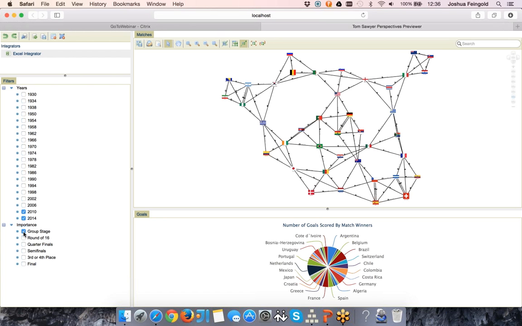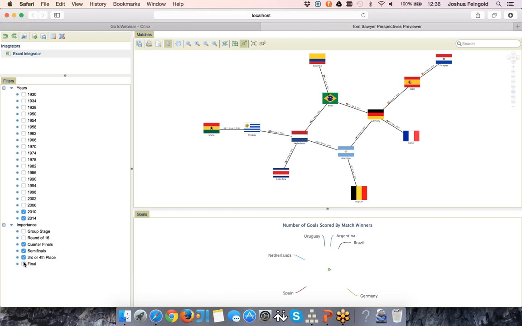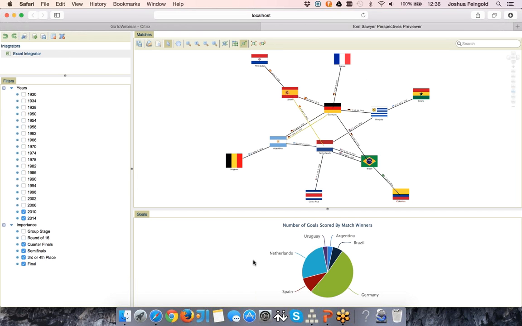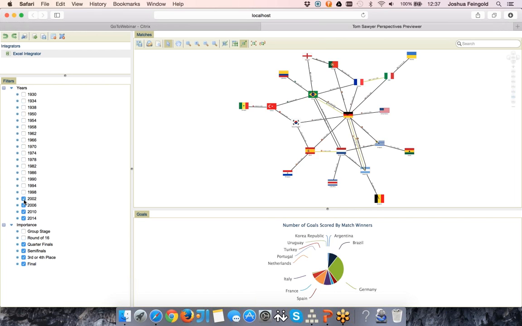But maybe we're not interested in the group stage. We'd rather see the matches that really count, the quarterfinals through the final. And you can see Germany in this stage has a really big score, and the Netherlands as well. So you can pack in a lot of information in not a lot of space with this type of view, right? And you can view different types of information in different types of views.